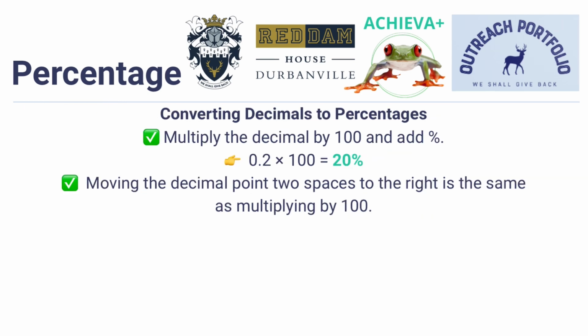Converting decimals to percentages. Multiply the decimal by 100 and add the percentage sign. So 0.2 times 100 is equal to 20%. Moving the decimal point 2 spaces to the right is the same as multiplying by 100.